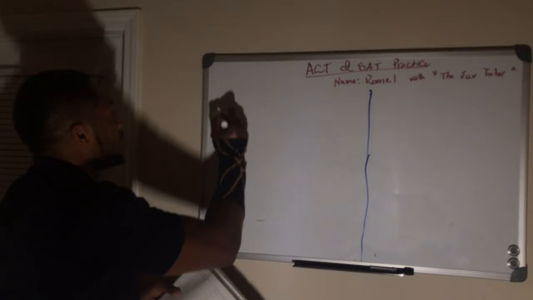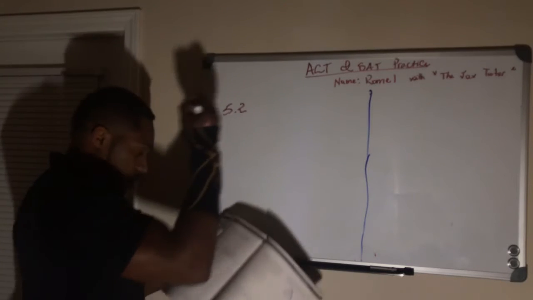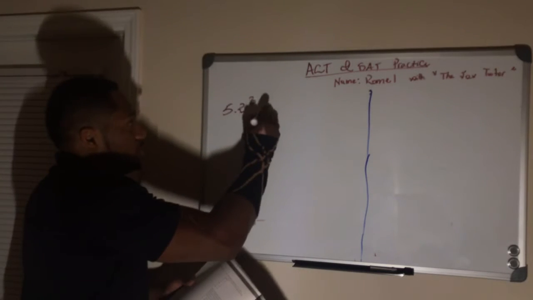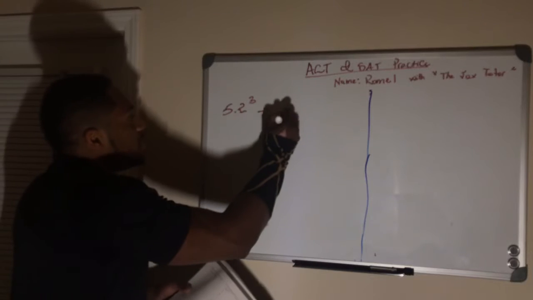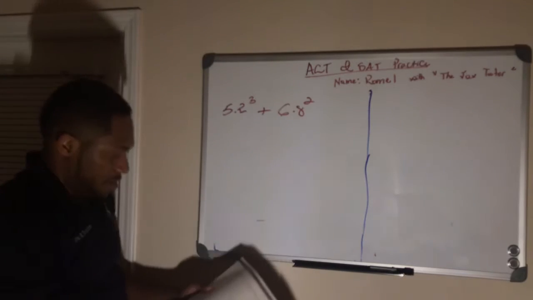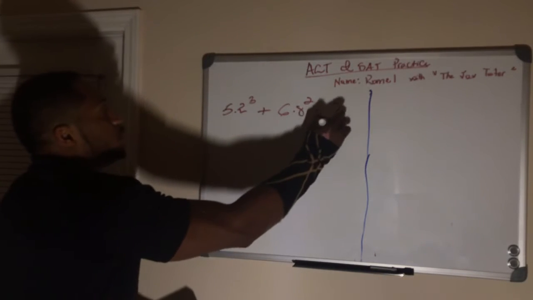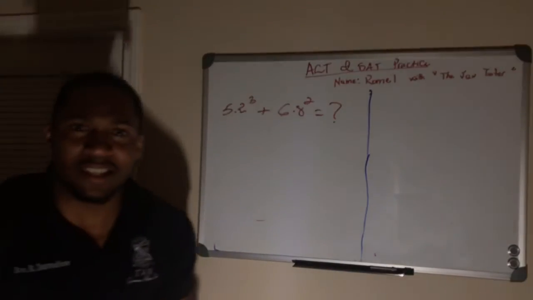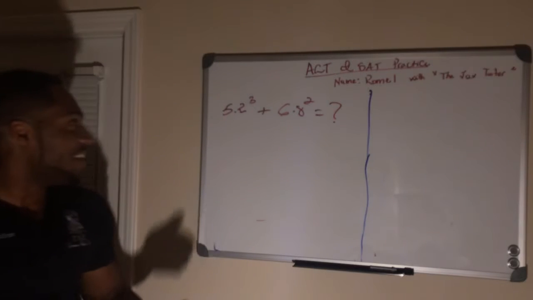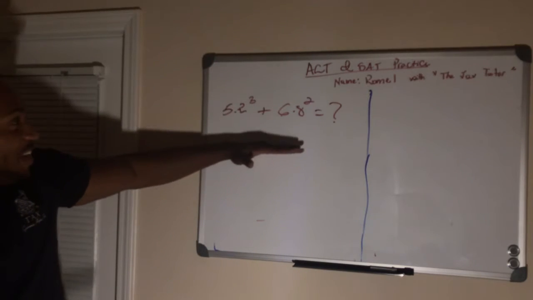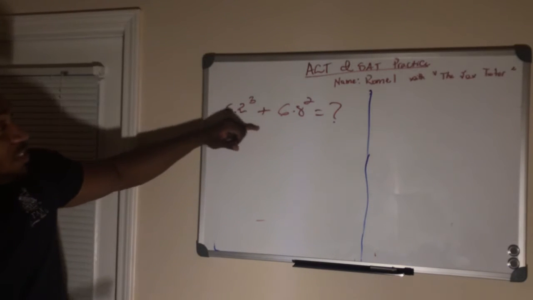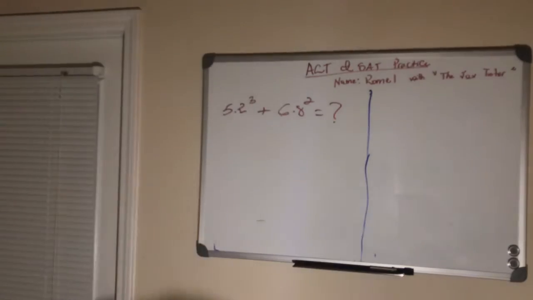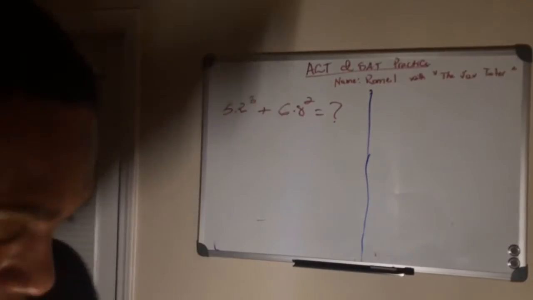Alright, so 5.2 to the third plus 6.8 squared is equal to... So 5.2 to the third, 6.8 squared. We just want to know what this is equal to. I'll show you how to type this in the calculator.